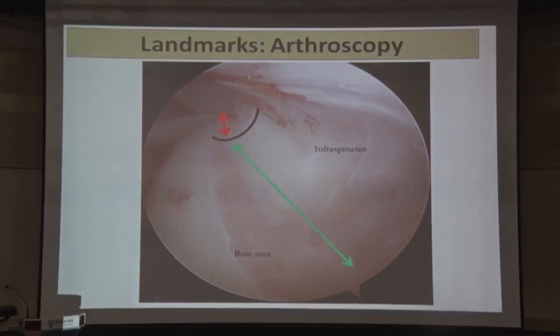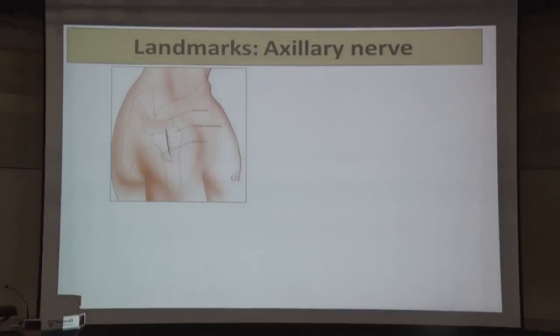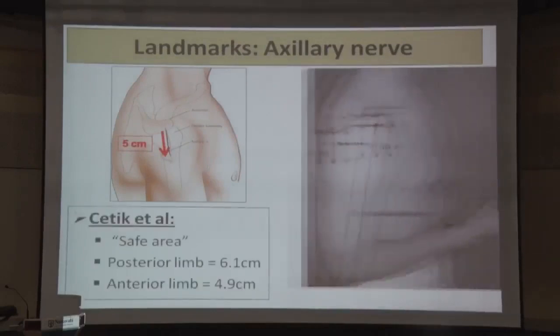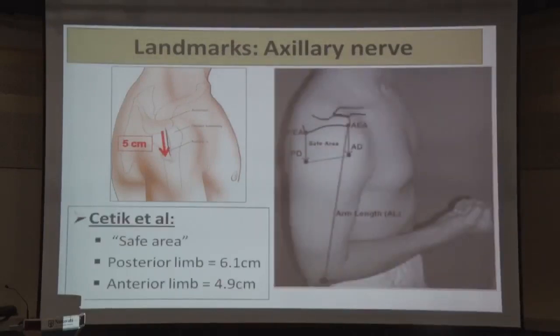With respect to the axillary nerve, this is the famous diagram of Hoppenfeld, which says 5 centimeters from the lateral edge is the axillary nerve. But Cetik in his study has described a safe area. He's made a quadrangle, which is dropped. From the posterolateral corner, you come down about 6 centimeters, and from the anterolateral corner come down 4.9 centimeters. This quadrilateral space is a safe space, and it is not 5 centimeters as a dictum.